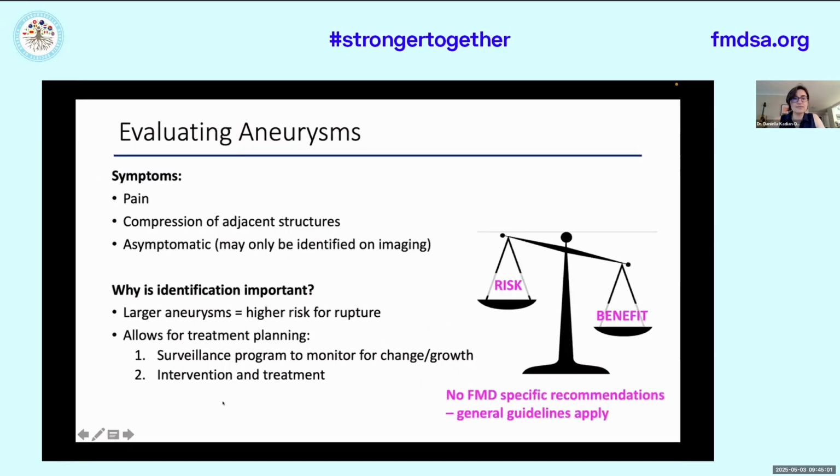Patients with aneurysm may have no symptoms. I would actually say the majority do not present with symptoms, and we find them on imaging. But if patients do have symptoms, it's typically pain. It may be compression of things around the area that generate symptoms.